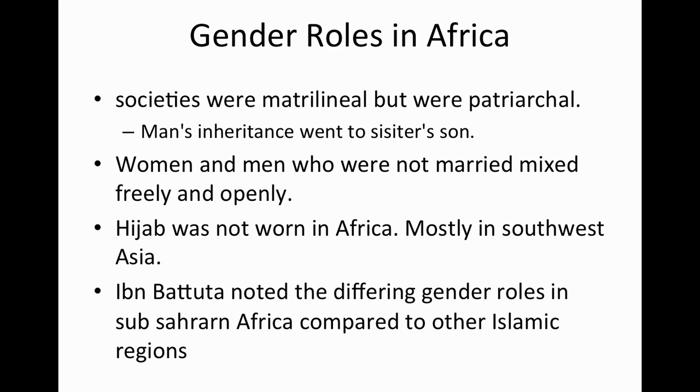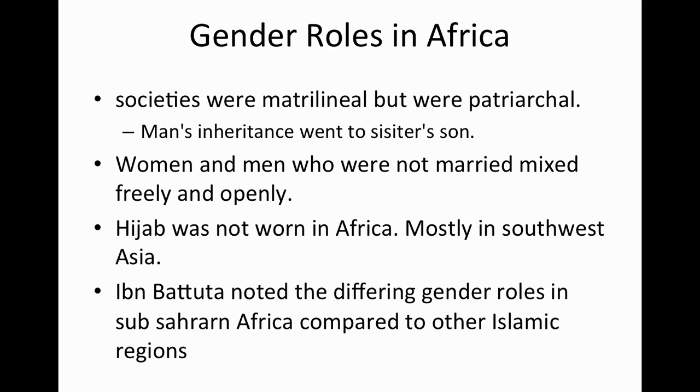In Africa, again, societies were matrilineal. That's new. A man's inheritance went to his sister's son, right? So if you're a ruler, it would be your sister's son who would maybe take over. That's a matrilineal society. Women and men who were not married actually could mix freely and openly. That's probably unique to Africa, maybe not Arabia.